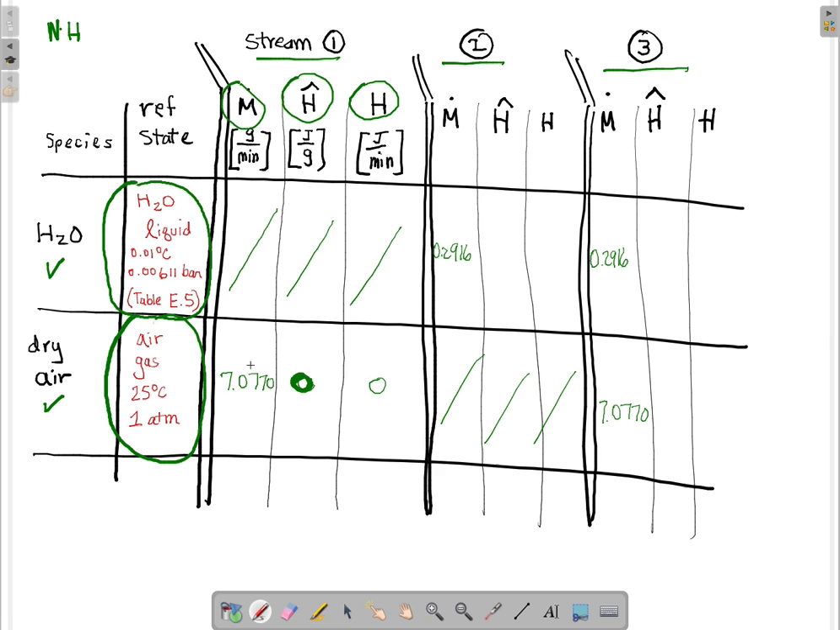So air, we know, I've calculated before, I didn't show how to do this, that the mass flow rate of air entering the lungs is 7.0770 grams per minute. But the specific enthalpy is 0 because I set that as the reference state. So the total enthalpy of air relative to the reference state that I've established for air is 0. So really, the work that has to be done then is to figure out what the specific enthalpies are for water in stream 2, in stream 3, and what the specific enthalpy of air is in stream 3.